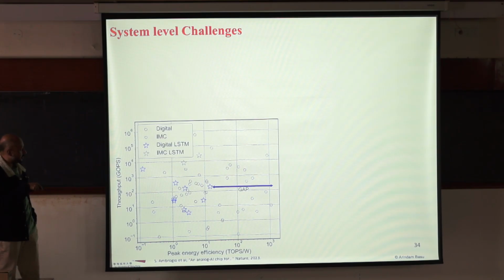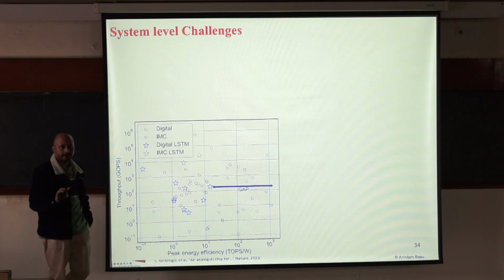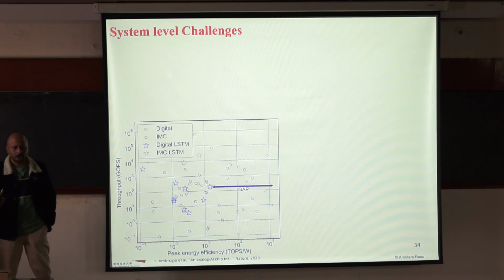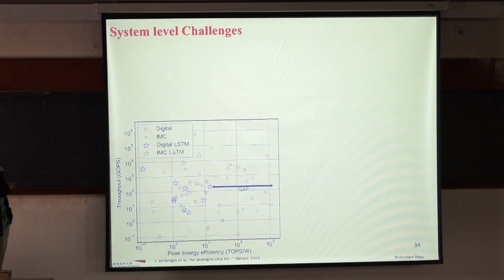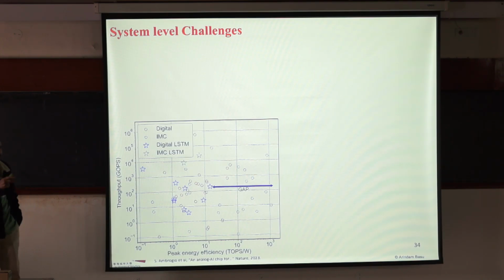The circles are for CNNs, ANNs, those kind of networks which have less nonlinearity. The stars are for recurrent networks, LSTMs, which have more nonlinearity. And you can see there's a clear big gap. This gap is basically coming because of Amdahl's law. So you're doing very nice matrix multiplies on RAMs or any device which is accelerating it, but then the digital processor slows you down or makes you inefficient.